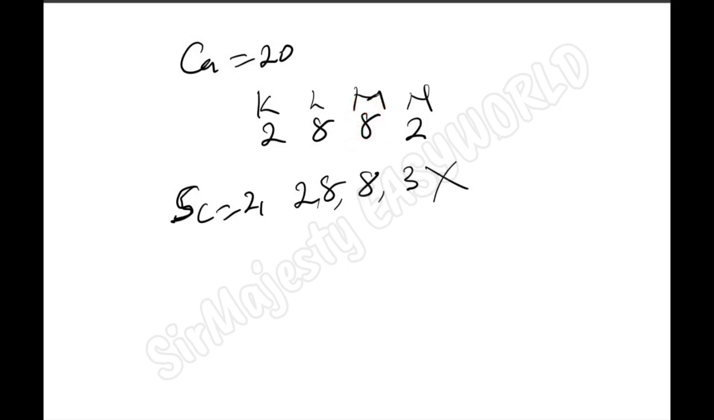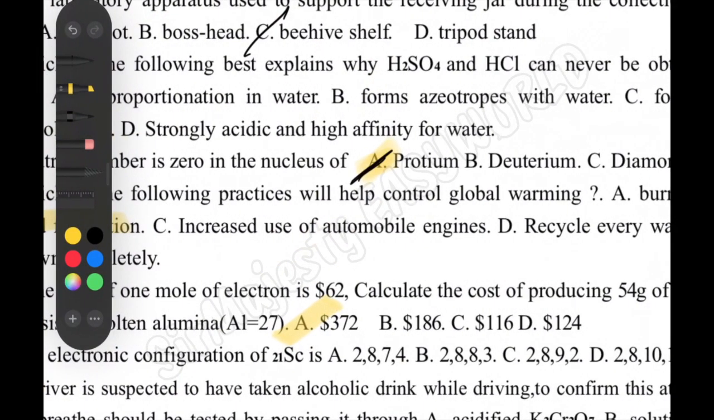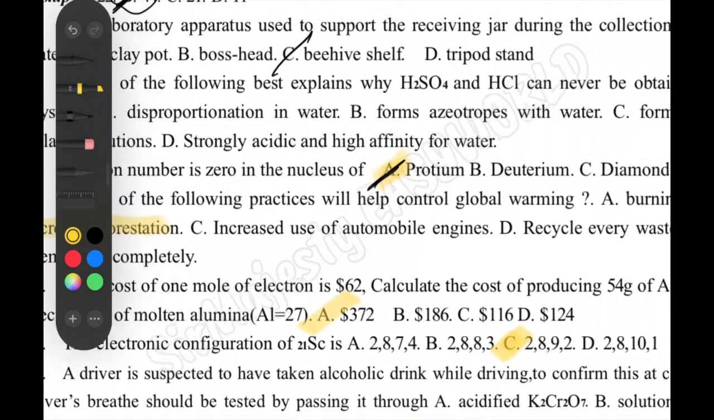So the question might look simple, but unfortunately it is difficult. So the correct thing should be 2, 8, 8, 2. The extra electron being added will automatically enter the M shell, the second to the last shell. So it's going to be 2, 8, 9, 2. This is the correct configuration of scandium. So when we go back to the question, that rhymes with option C. I know you'll be tempted to answer option B, but unfortunately you're wrong.